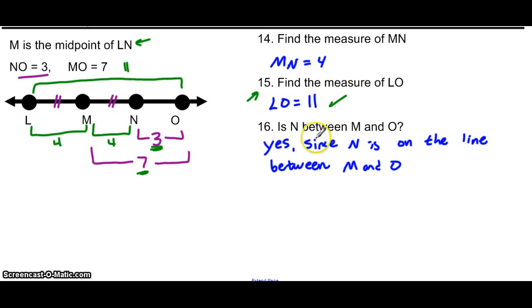There that is. And lastly, 16. Is N between M and O? Let's see, here's N, here's M, and here's O. Well, yes, it's between M and O, since N is on the line between M and O. Remember, if N was like up here, you might think it's still in between, but it wouldn't be, because between in geometry means on the same line in between.